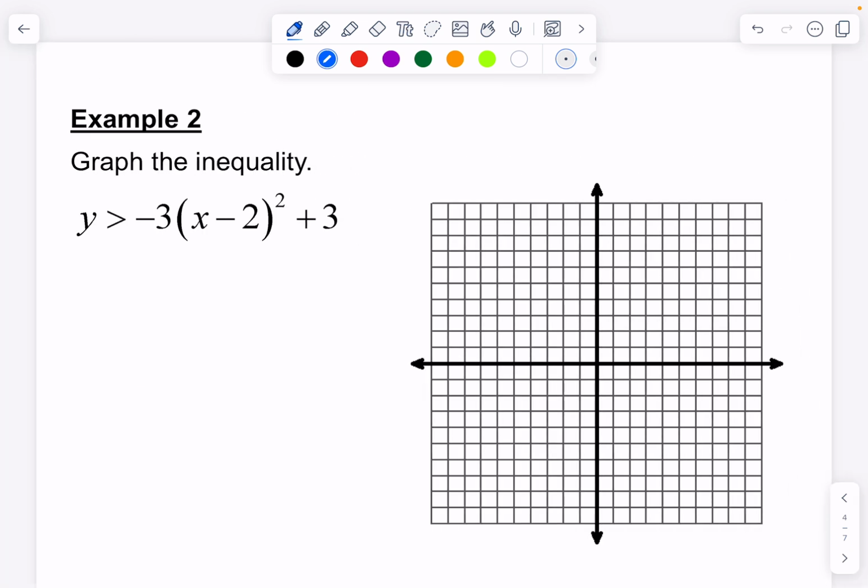Okay, so now this is in vertex form. My vertex in this case is 2, 3, opposite of what it seems there. So I go right 2, up 3. Okay, here, open down. That tells me I open down, but I have a vertical stretch by 3. So I go left and right 1, but down 3. Left and right 2, but down 3 times 4 is 12.